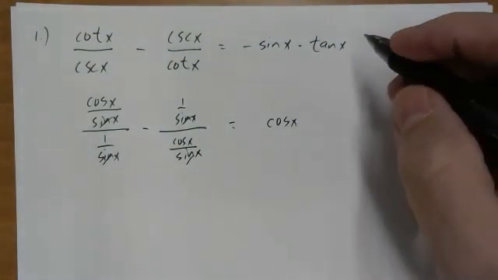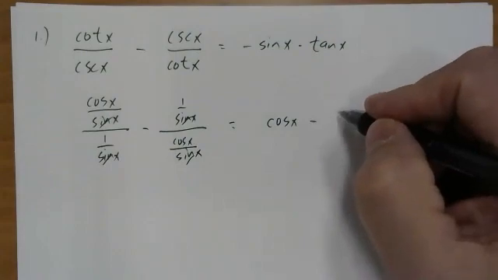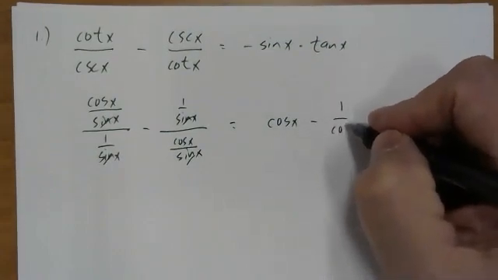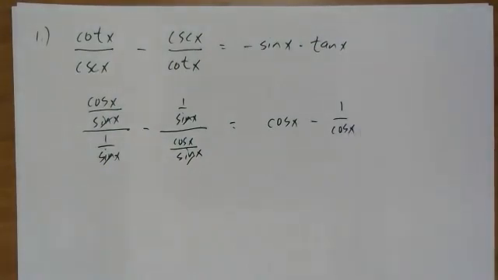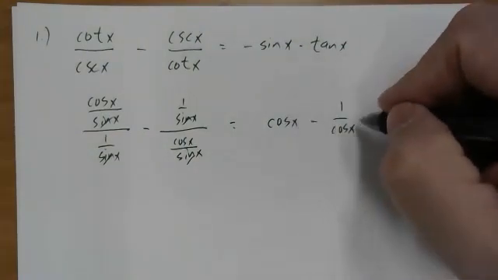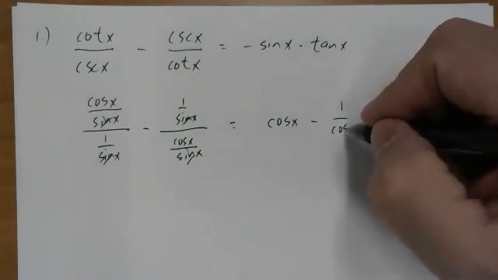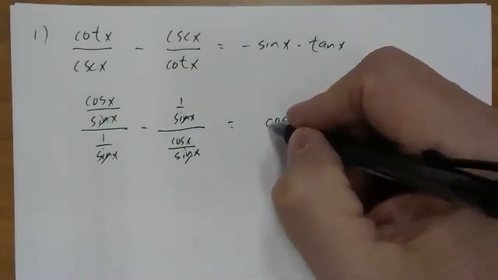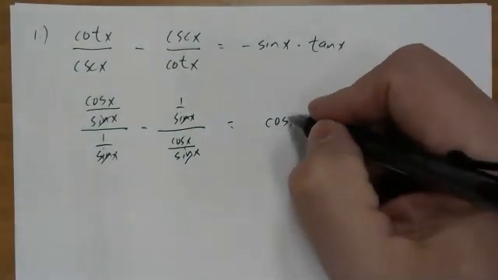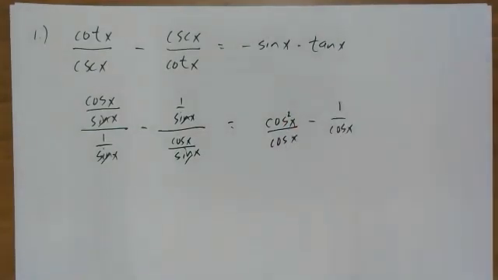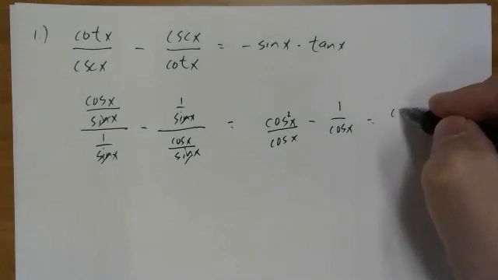cosine of x minus 1 over cosine of x. What I'm going to do now is combine these into one fraction. So I have to have a common denominator of cosine of x. That means I have to multiply the top and the bottom of this cosine. So then it becomes cosine squared over cosine of x.